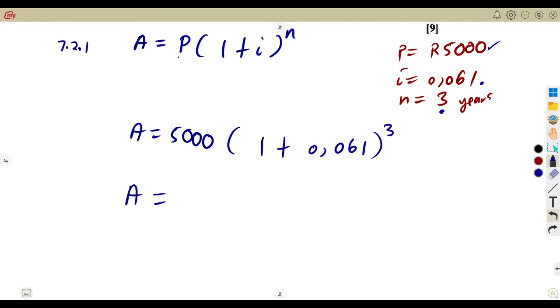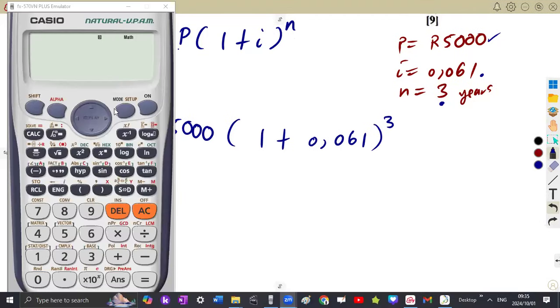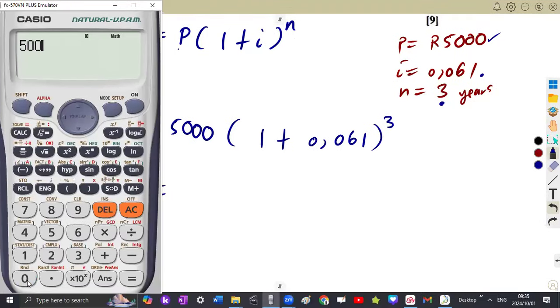So make sure that you use your calculator properly in the simplification and also in rounding off to 2 decimal places. Let me just show the calculator, especially on the rounding off of our answers. So we are going to have 5,000, open a bracket, 1 plus 0.061, close the bracket, then raise it using x to the exponent of. So you raise to the exponent of 3, or you could have used the x cubed button previously. But if you do not have that, you just use this one, to the exponent of. So you're going to get your answer, which is this one.